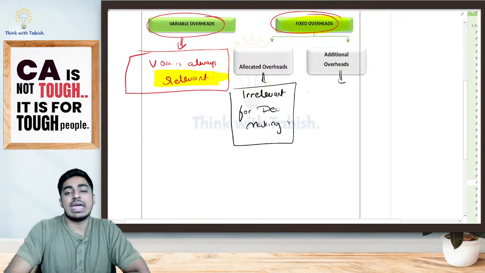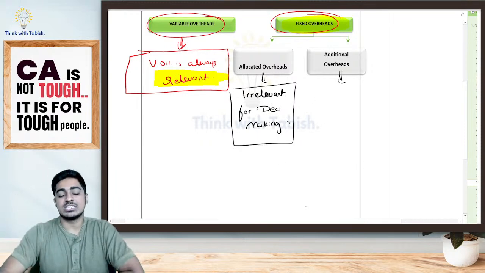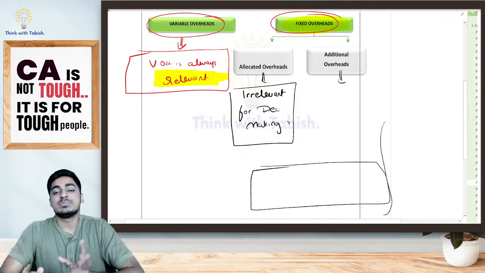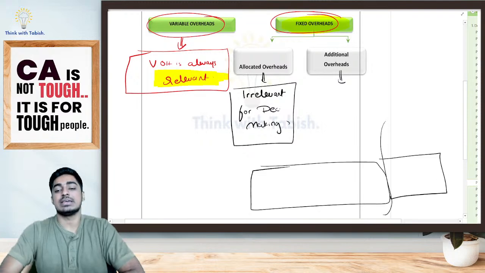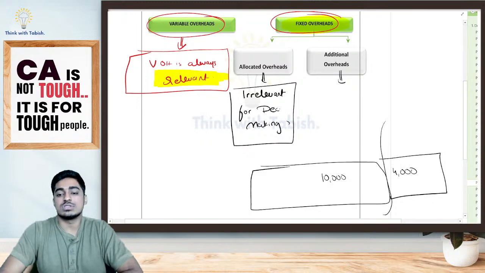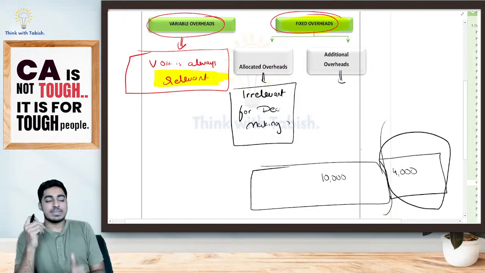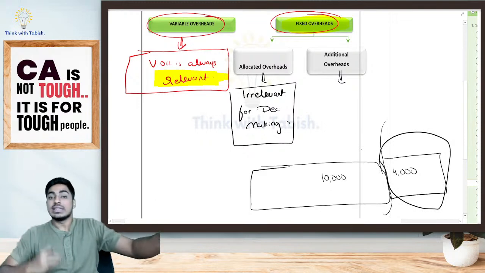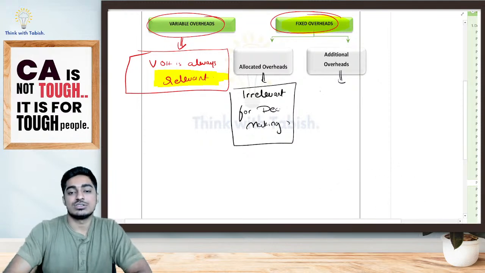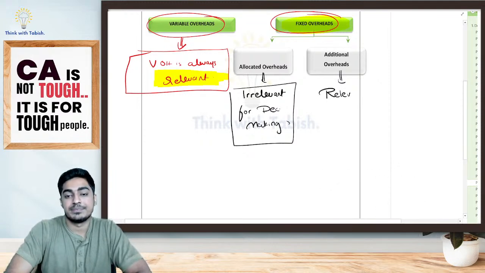But if I am incurring additional overheads, say for example, I had this place wherein my administration staff were working. Because we had CA final classes as well, this place was not sufficient. I am taking an additional place. Here the rent was 10,000, here I am paying 4,000 extra. This 4,000 extra is going to be relevant. When I had no CA final classes, monthly I was paying 10,000. Now monthly I am paying 14,000. So this 4,000 is going to be relevant. Is it clear, students? It is relevant for decision making.